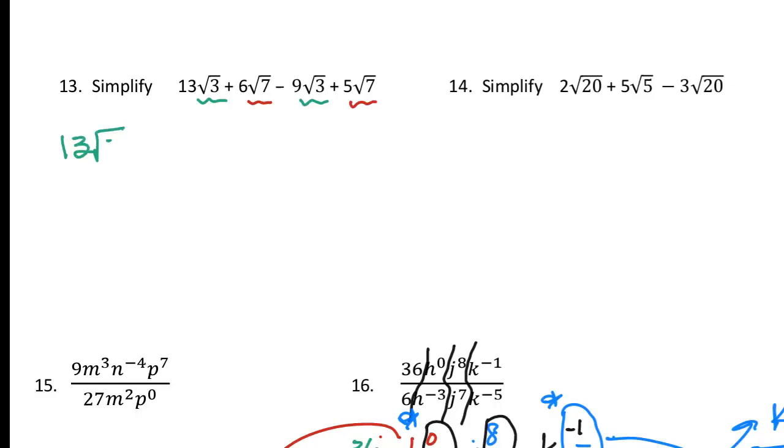13 times the square root of 3 minus, check the signs in front, okay, 9 times the square root of 3, plus 6 times the square root of 7 plus 5 times the square root of 7. Now I can combine these, and when I combine them, it's just like variables.